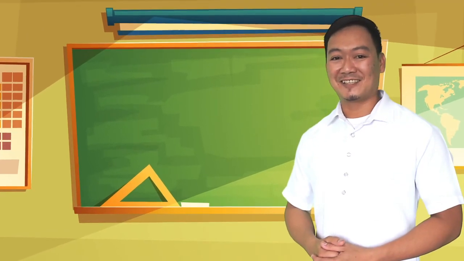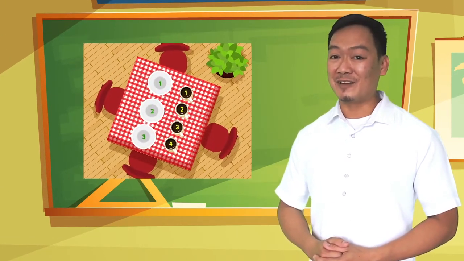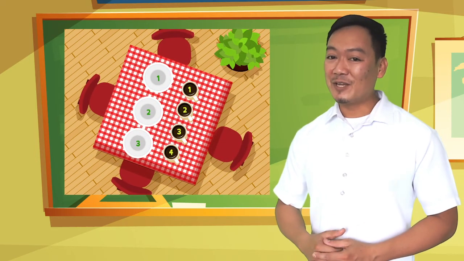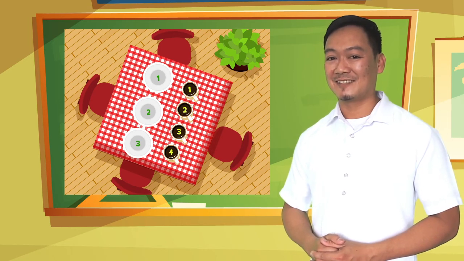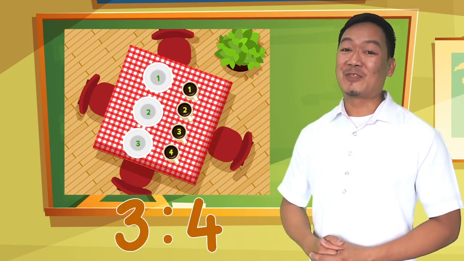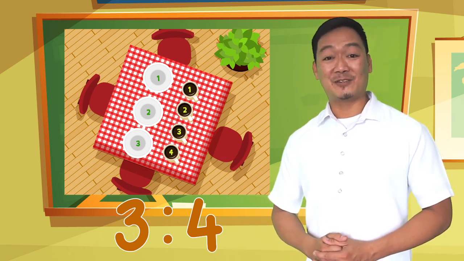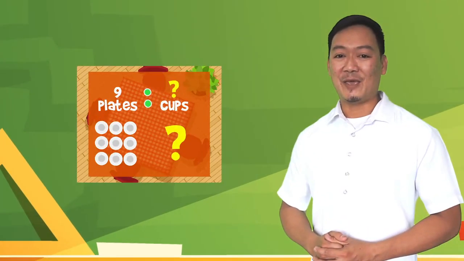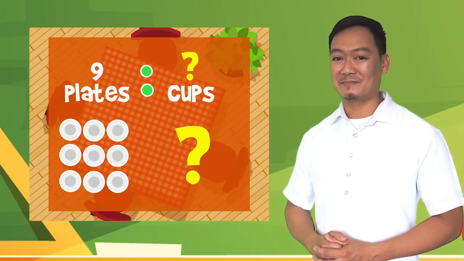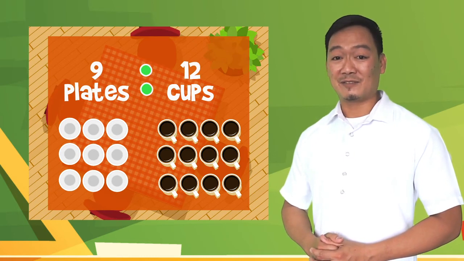Now let's try something else. There are 3 plates and 4 cups ready for dinner. What is the ratio of the number of plates to the number of cups? That's right, it's 3 to 4. If the ratio of the number of plates to the number of cups is 3 to 4, then how many cups do we need if there are 9 plates? Very good. We need 12 cups for 9 plates. Looks like you're getting it.